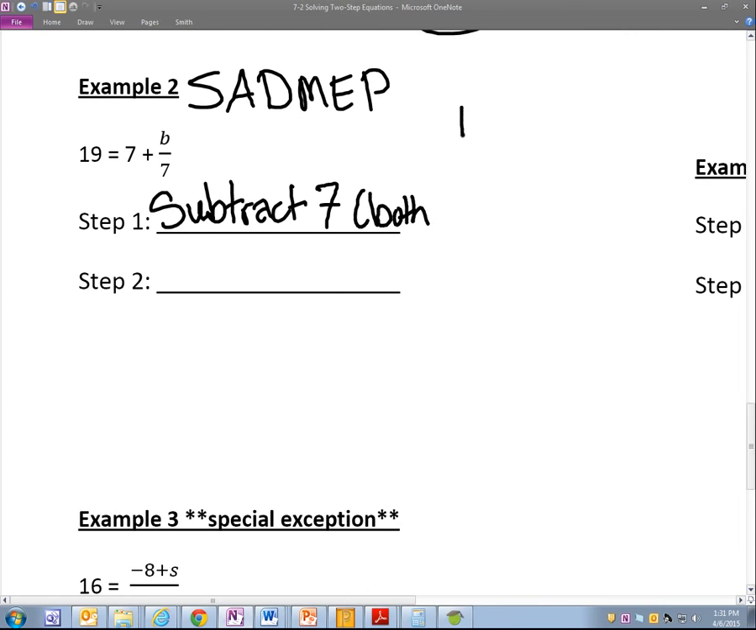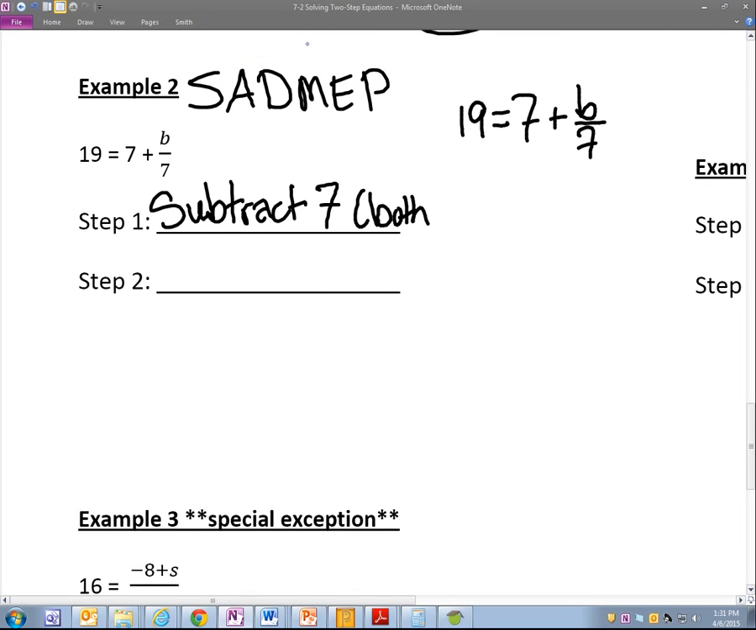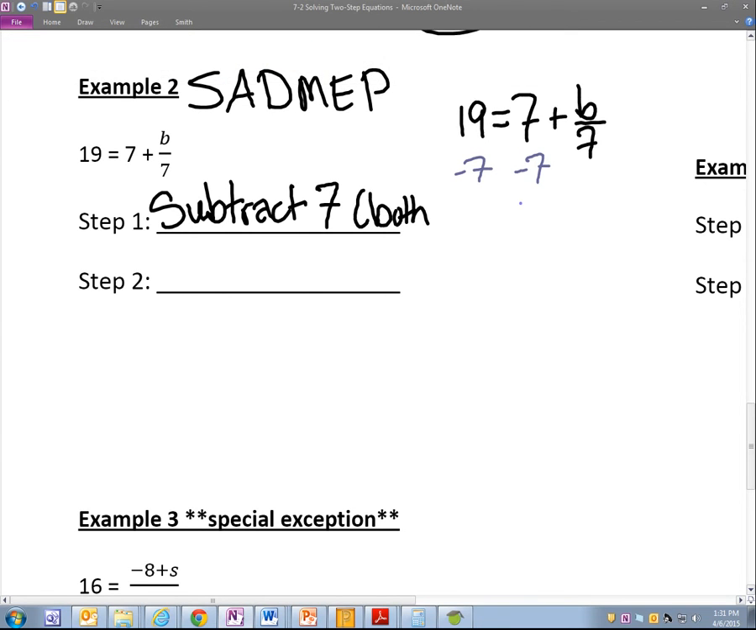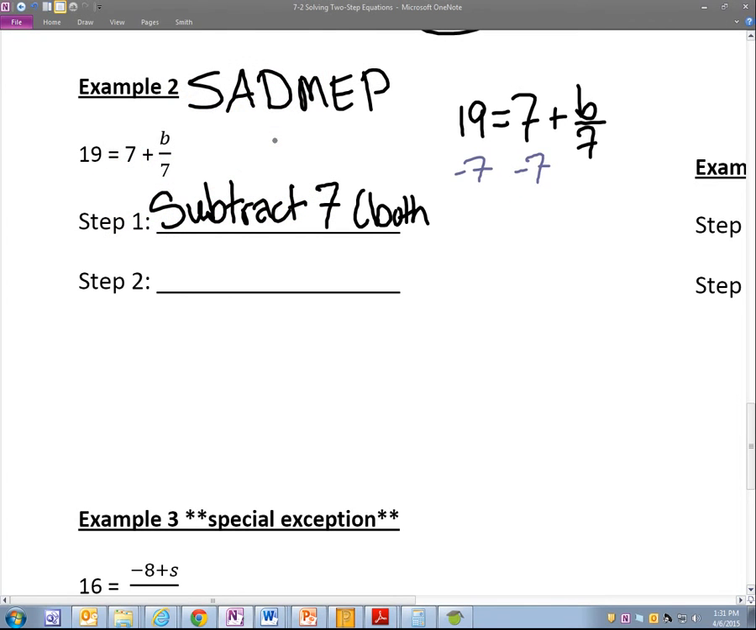I'm going to go ahead and rewrite this. 19 equals 7 plus b over 7. So I'm going to subtract 7 from both sides. I'll make it black. So that would leave just 12 equals b over 7.